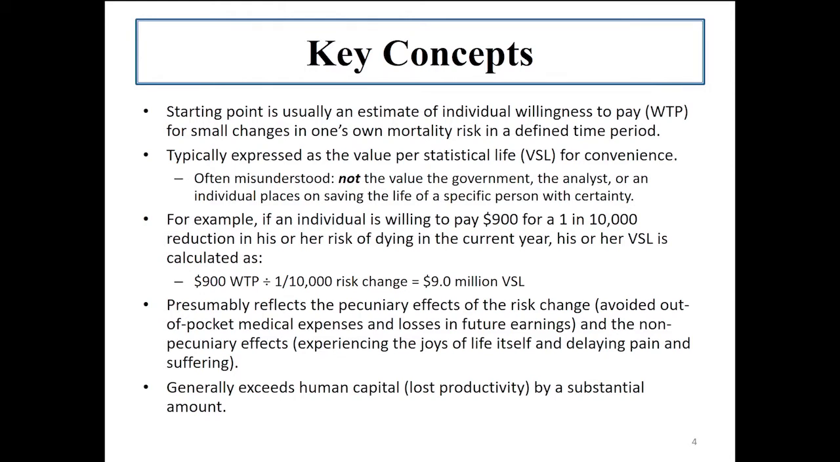So there's a calculation here. If I'm willing to pay $900 to reduce my risk by 1 in 10,000, say in the current year, my VSL is $9 million. I picked those numbers intentionally because $9 million is about where the best estimates of the VSL in the U.S. are right now, which means on average a U.S. resident is likely to be willing to pay $900. The 1 in 10,000 comes from the fact that most of the studies look at risk changes around the range of 1 in 10,000, 1 in 100,000, because a lot of policies reduce your risk by about that much on average.